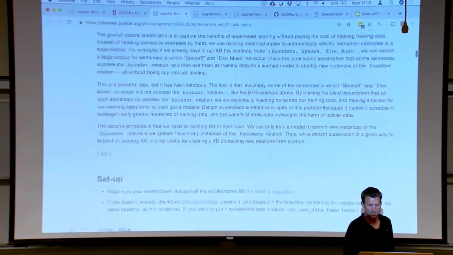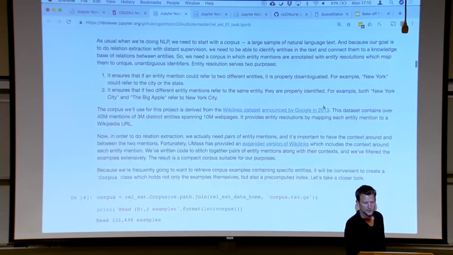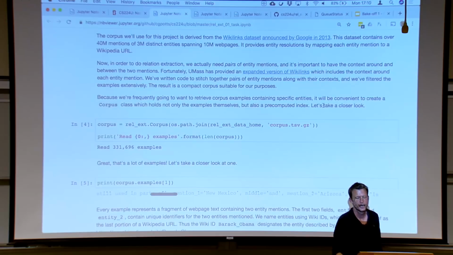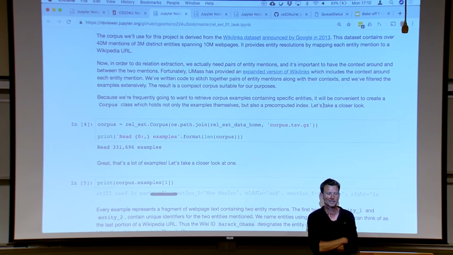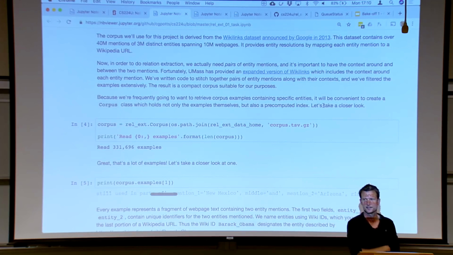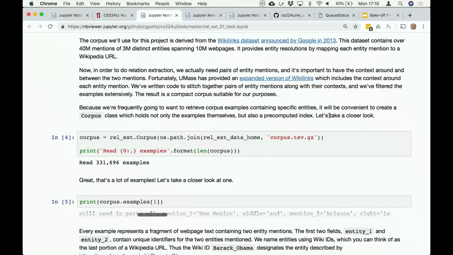At any rate, we want to have that context around the two entity mentions, and the UMass version of the WikiLinks dataset actually has that context. So to help set things up to be convenient for the purposes of this class, we massaged the data, we filtered the data to make it small enough to easily load into memory and to work with. But what we wind up with is a compact corpus that's going to work really well for our purposes.